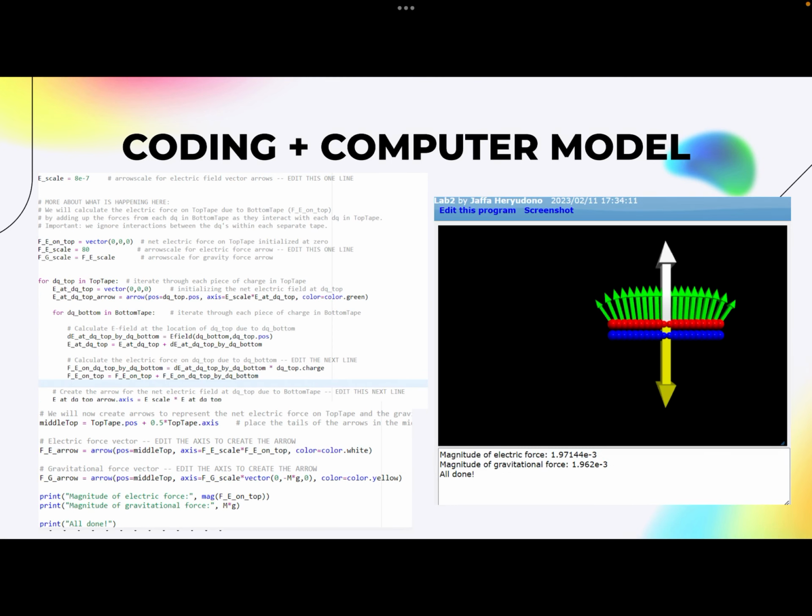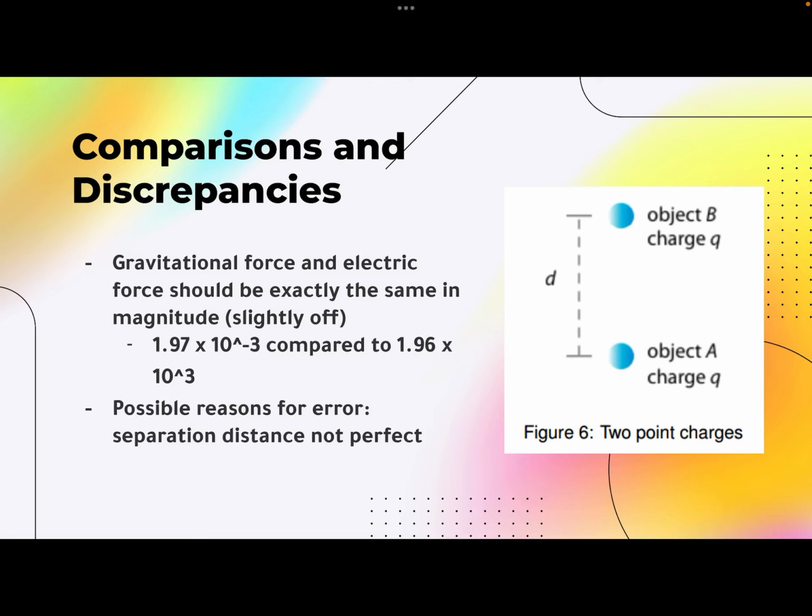So as you can see, the electric force, which is shown by the white arrow, and the gravitational force, shown by the yellow arrow, are equal in magnitude but opposite in direction, since the net force on the tape should be 0 because it's not moving. So some discrepancies. Ideally, the magnitudes of these two forces should be exactly the same, but they are very slightly different. They have like a 0.01 difference between them, and this is probably due to experimental errors. I could have not precisely enough measured the distance between the tapes, but in the end I think it's pretty close.